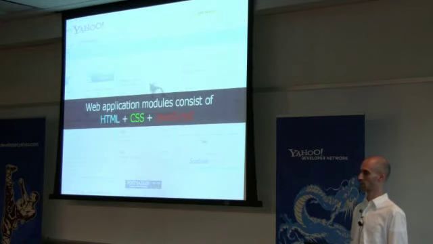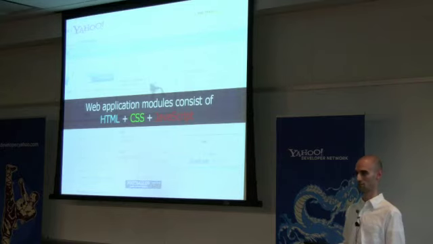So web application modules, in general, consist of HTML, CSS, and JavaScript, all within one part of the page. And when you think of it that way, if you're just working on the HTML and the CSS and the JavaScript of that small part of the page, massive problems become much simpler.